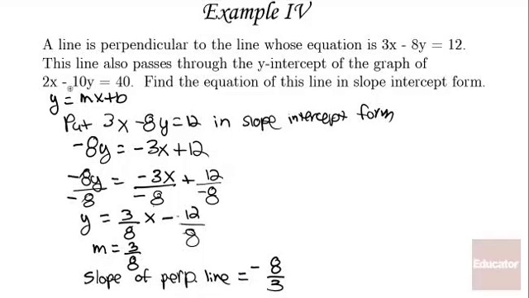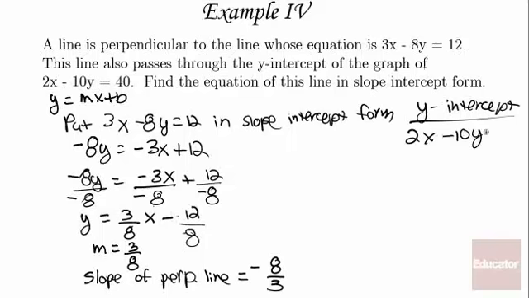Okay, so I'm trying to write this in the form y equals mx plus b, and I found my m, and now I need to find my b. Well, in addition to this first sentence, I was also told that the line I'm looking for passes through the y-intercept of the graph of the equation described by this line. So in order to find the y-intercept, I'm going to change this equation, 2x minus 10y equals 40, and put that in slope-intercept form, because I've been told that the line I'm looking for passes through the y-intercept of this graph. So these two have the same y-intercept.